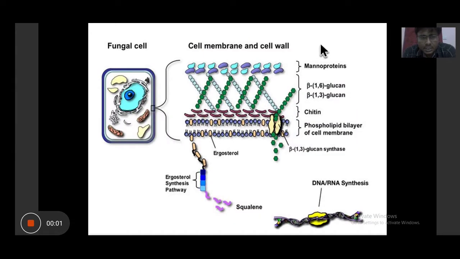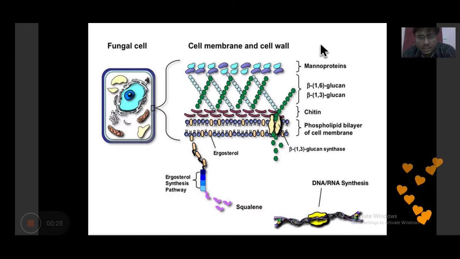But a very important topic. You can see here the structure of a bacterial cell, the structure of a mycobacterial cell. Similarly, we are here seeing the structure of a fungal cell. There are some differences you can notice. Like there is mycolic acid in mycobacterium, which is not there in a normal bacteria, and hence there are some different drugs for treatment of TB.